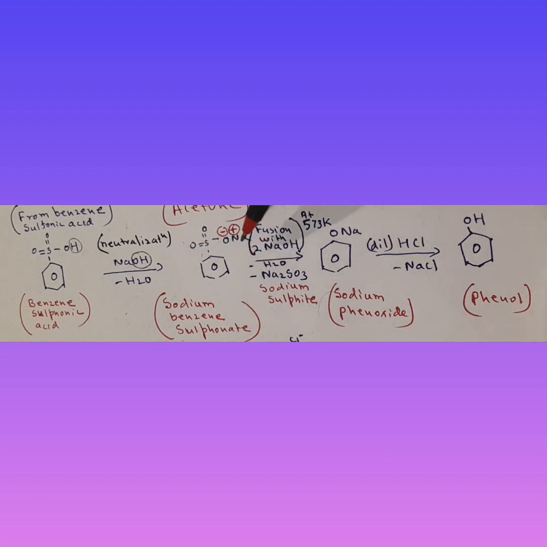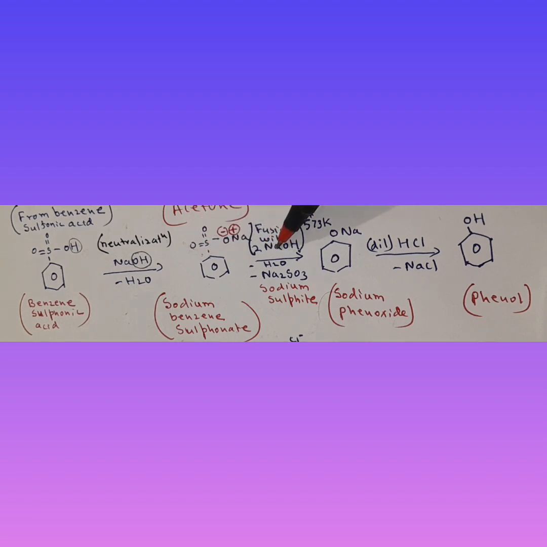sodium benzene sulfonate. Sodium benzene sulfonate, O minus Na plus. Then what we do is we do fusion with 2 moles of sodium hydroxide for 1 mole of sodium benzene sulfonate. So what happens is we get Na2SO3. So one Na is adding over here, right? So it forms Na2SO3, sodium sulfite, and there were 2 OHs, right? Sodium hydroxide, 2 OHs. Alright, so ONa goes out as sodium's Na2, so Na fixes over here to form Na2SO3.